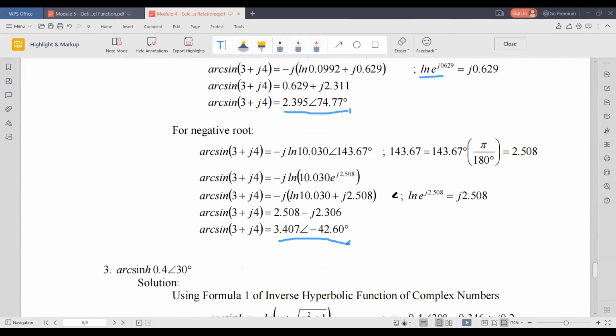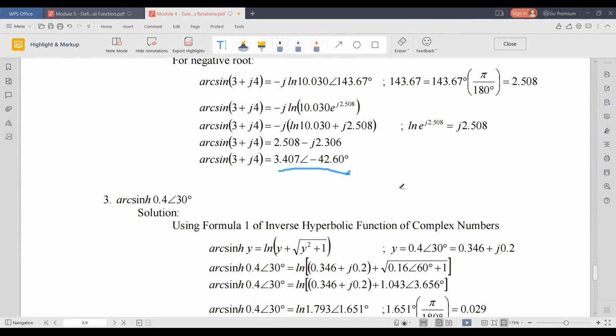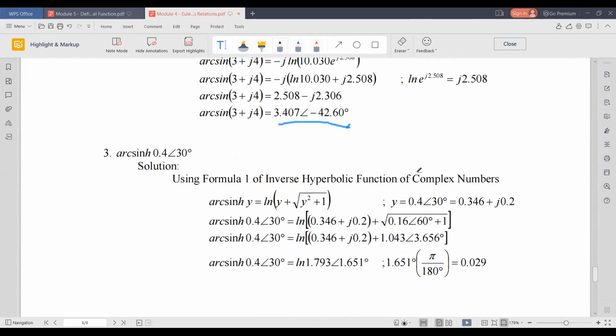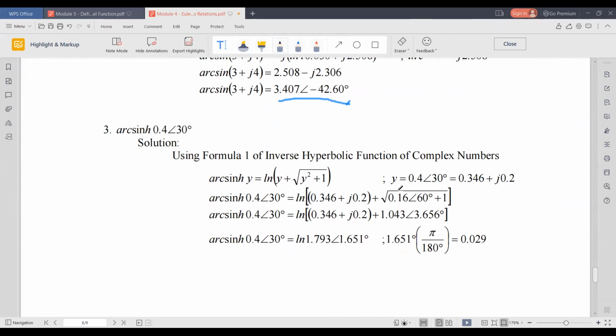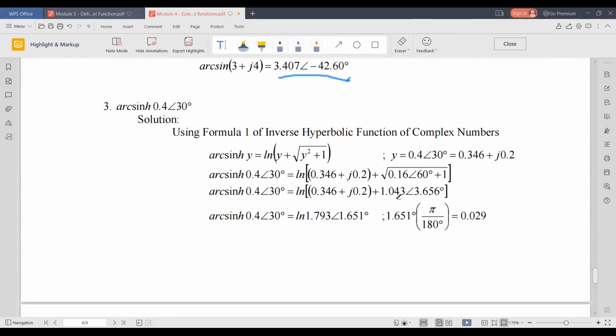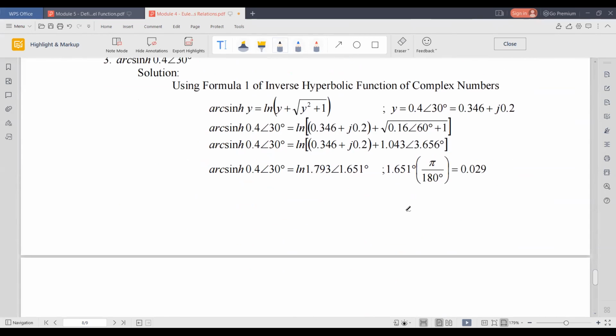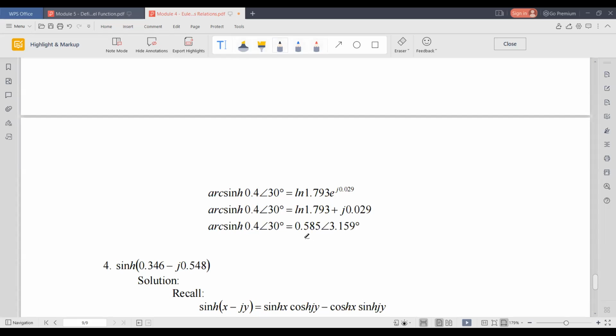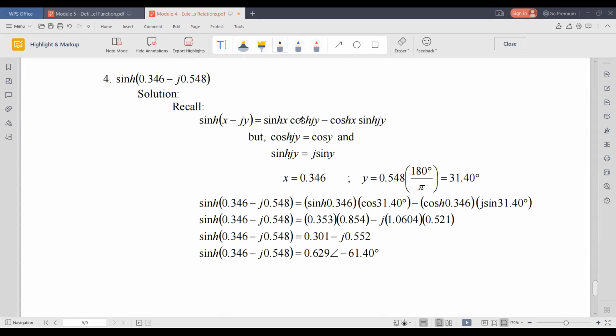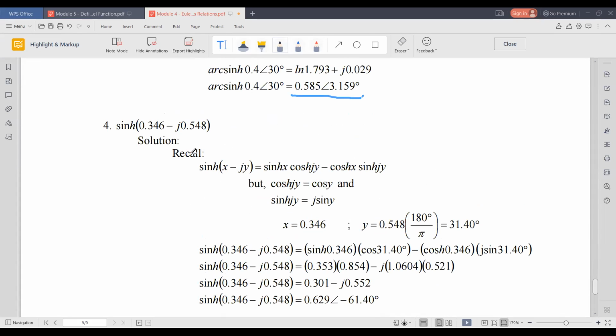Shortcut lang kita. Arcsine h. I think na-correct ko na to because previously may error dito eh. Sa previous module may error to, pero na-correct na to. So this is your answer na. Ito yung final answer niya. Sine hyperbolic. So the same process din. Gumamit pa rin tayo ng hyperbolic functions.